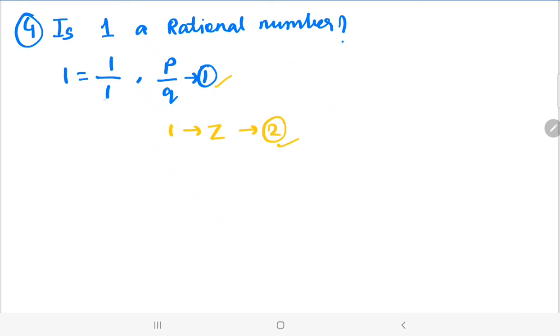Coming to the third one, the denominator should not be equal to what? It should not be equal to 0. So 1 is not equal to 0, and the third rule is also obeyed. So 1 is a rational number. Remember that I told you that we will represent rational numbers by capital Q. So 1 is a rational number.